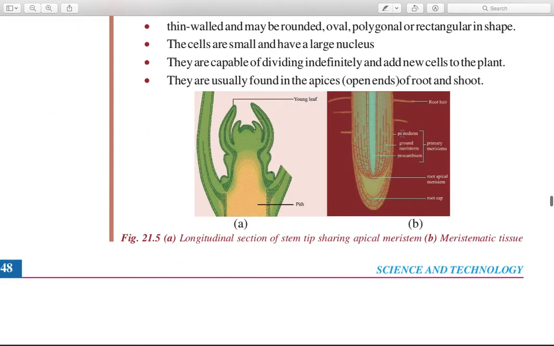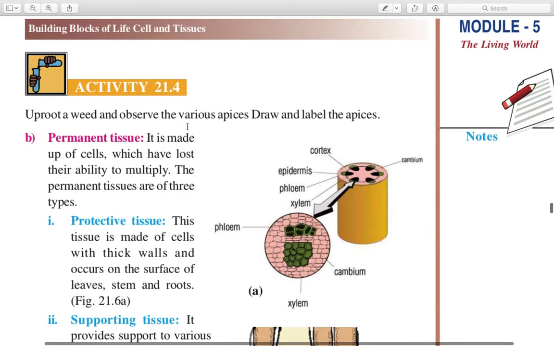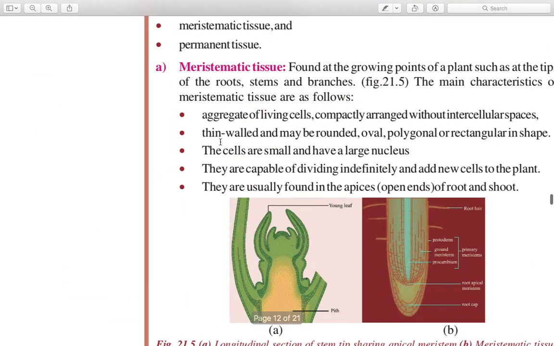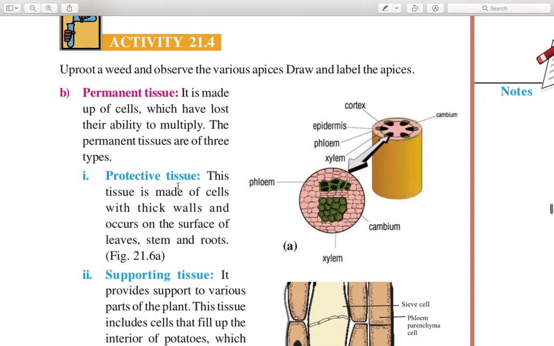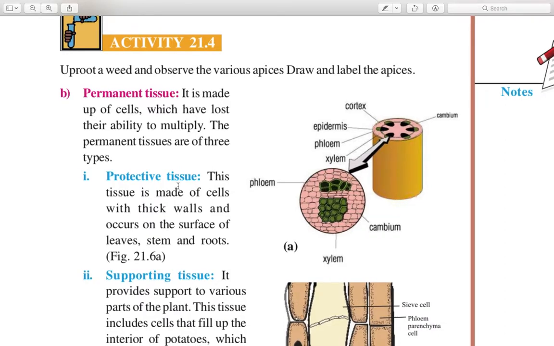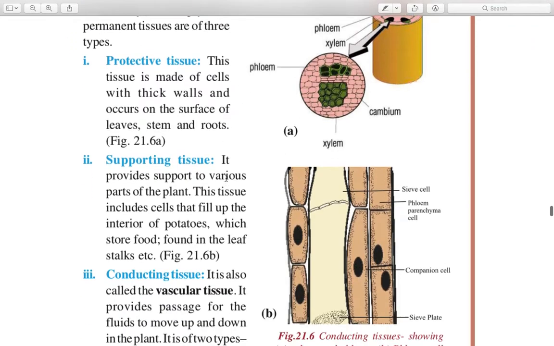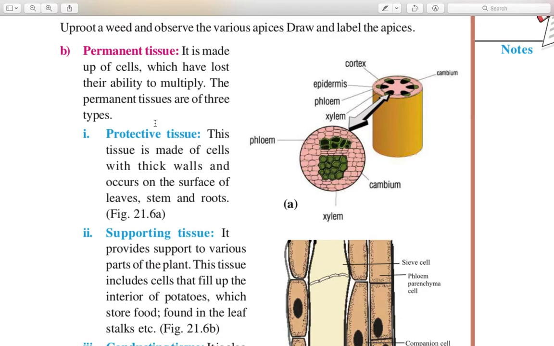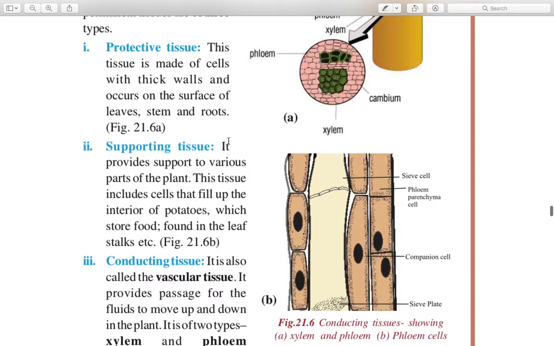Okay, and then we'll go to the second tissue, that is permanent tissue in plants. It is made up of cells which have lost their ability to multiply. Here we saw that meristematic tissue has the ability to multiply indefinitely, but permanent tissue is made up of cells that have lost their ability to multiply. They cannot multiply further. So they are of three types: protective tissue, supporting tissue, and conducting tissue.